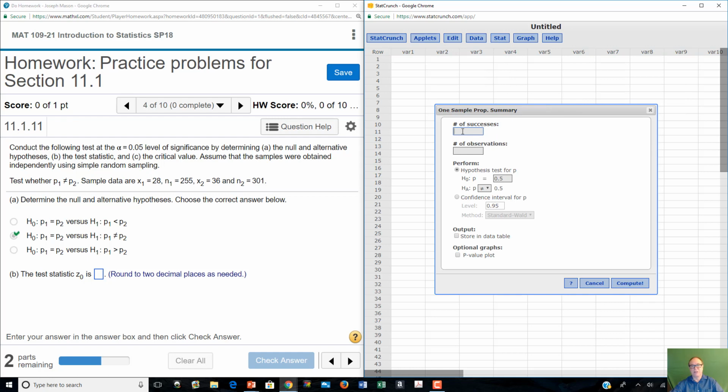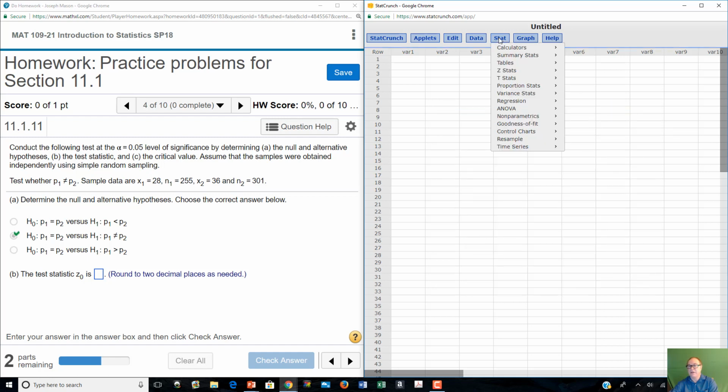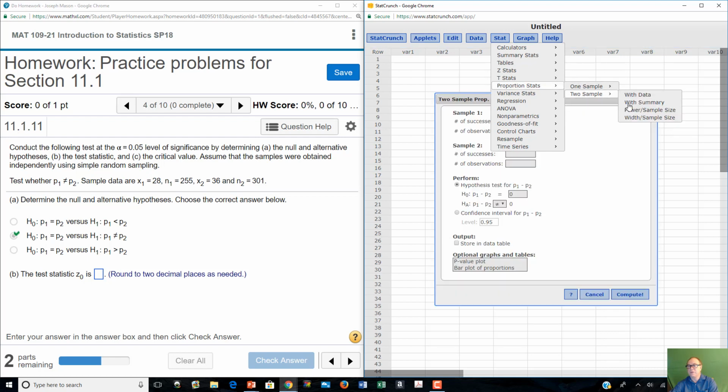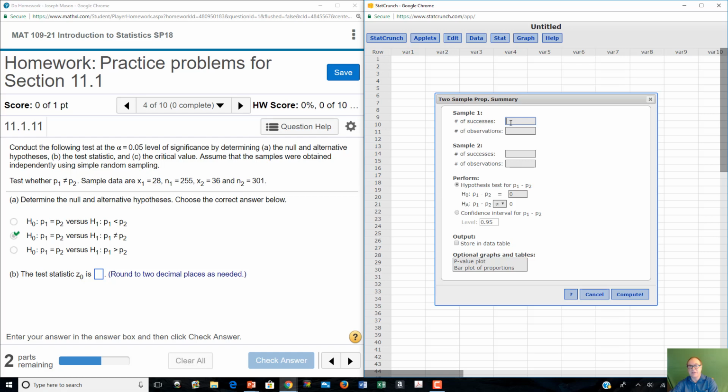The number of successes for sample 1 was 28, because that's X1. Number of observations was 255. Oop, never mind, I got to cancel this. I only got 1. Proportion, 2 sample with summary. There it is. So sample 1 is 28 out of 255. Sample 2 was 36 out of 301.